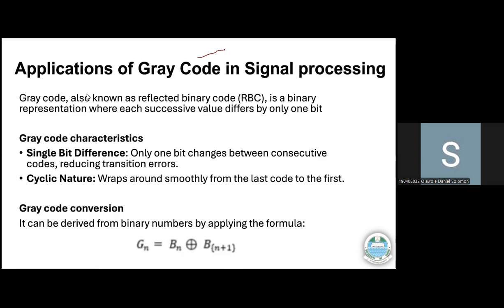A characteristic of gray code, as I mentioned, is the single bit difference. Only one bit changes between consecutive numbers in a sequence. Cyclic nature means that at the end of a gray code, for example from 0 to 7, once it ends there, you can go back to the beginning, and it changes in only one bit, which means it can continue from where it stops to the beginning without changing more than one bit.